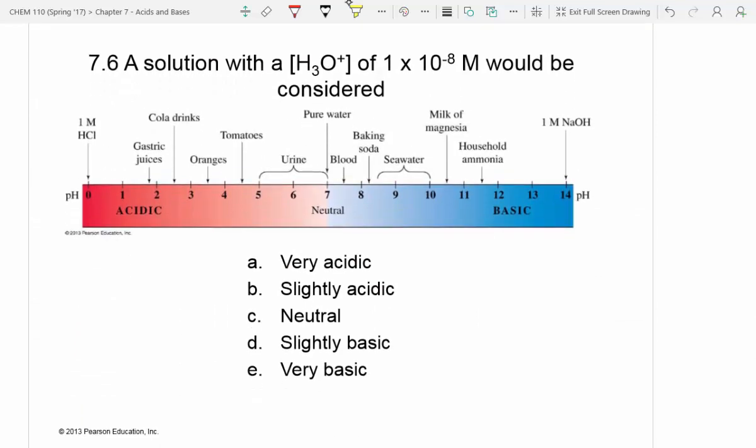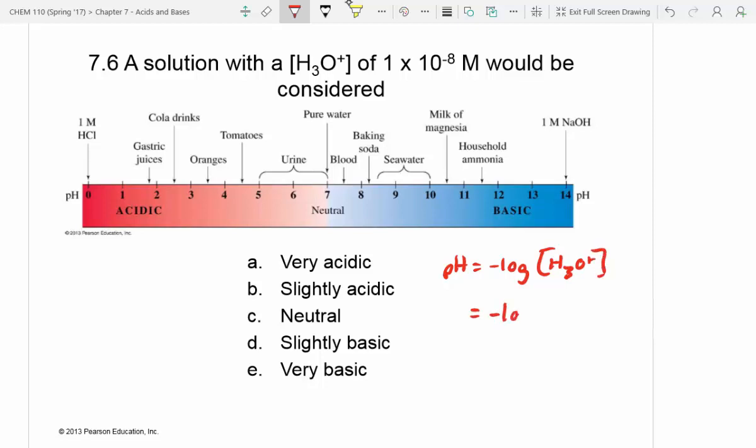All right, 7.6. A solution with acid or H plus concentration of 1 × 10⁻⁸ molar would be considered what? What do you think we should do first? We've got concentration, but we don't know pH. Maybe solve for pH? How do we solve for pH here? Which equation? Yeah, the negative log one. So pH equals negative log of our H plus or H3O plus. You may see it written either way.